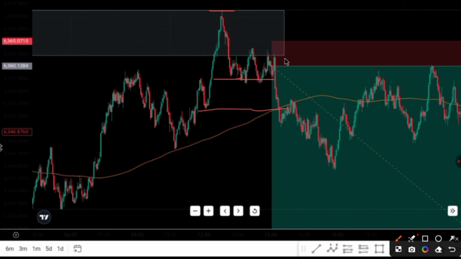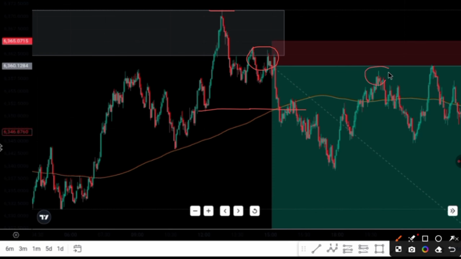So if you miss this move and you're not able to sell here, there is always an opportunity for you to take an entry. Like I told you, there is a lower high, lower low, which is a sell opportunity. So we just wait for another lower high to form. So if you miss this zone here, another opportunity for you to sell is lower highs.